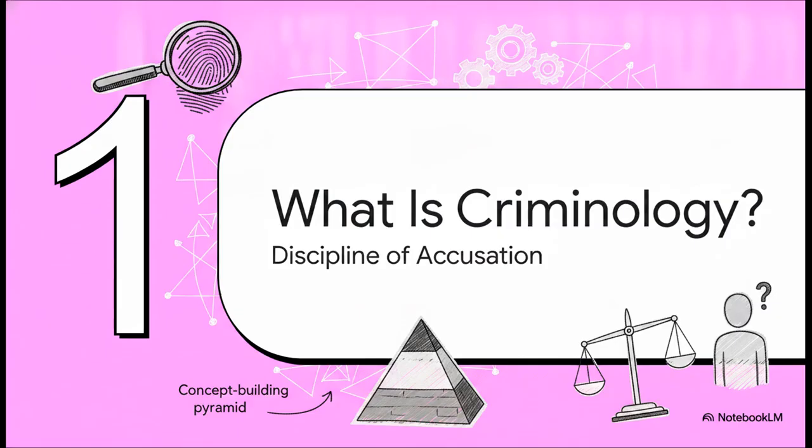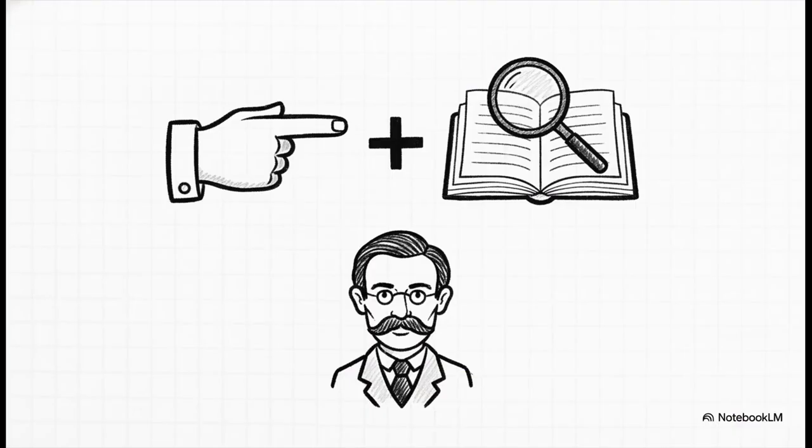Section 1. What is criminology? The discipline of accusation. At its absolute basic linguistic root, criminology just means the study of accusation. It comes from combining the Latin word crimen, which means accusation, with the Greek suffix logia, meaning the study of. This term was actually coined way back in 1885 by an Italian law professor named Raffaele Garofalo.